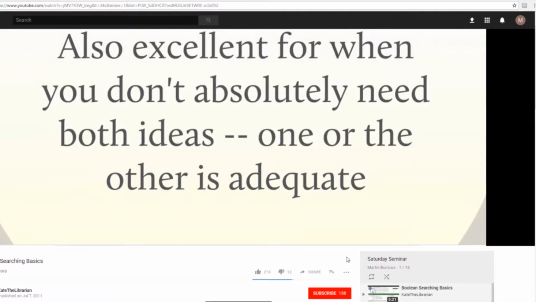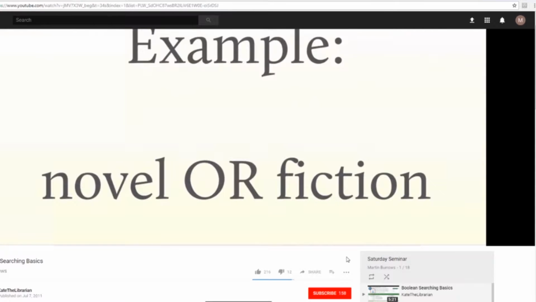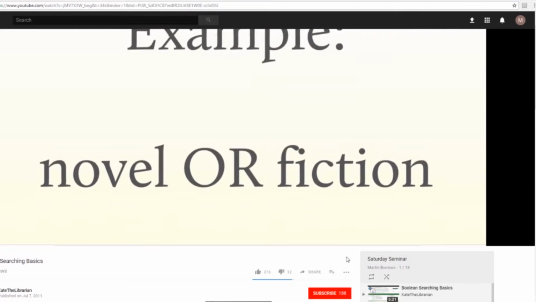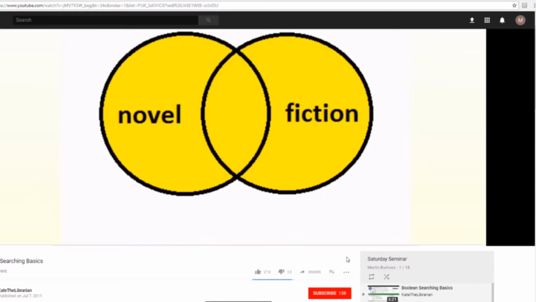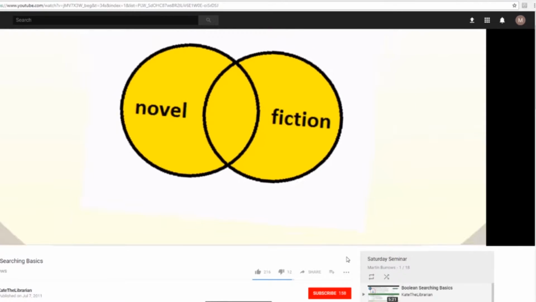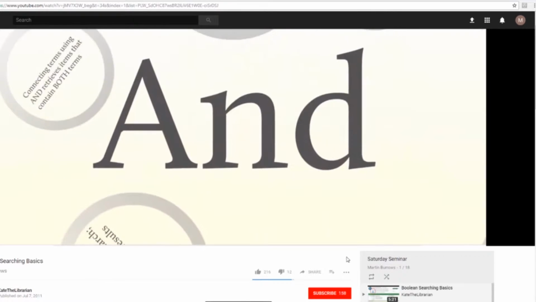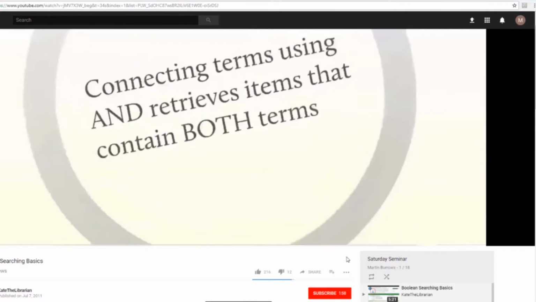It's also excellent for when you don't absolutely need both ideas, when one or the other is adequate for your research. So for example, novel OR fiction. This is a nice broad search to get you started if your research is in this vein. AND functions in almost the opposite way.